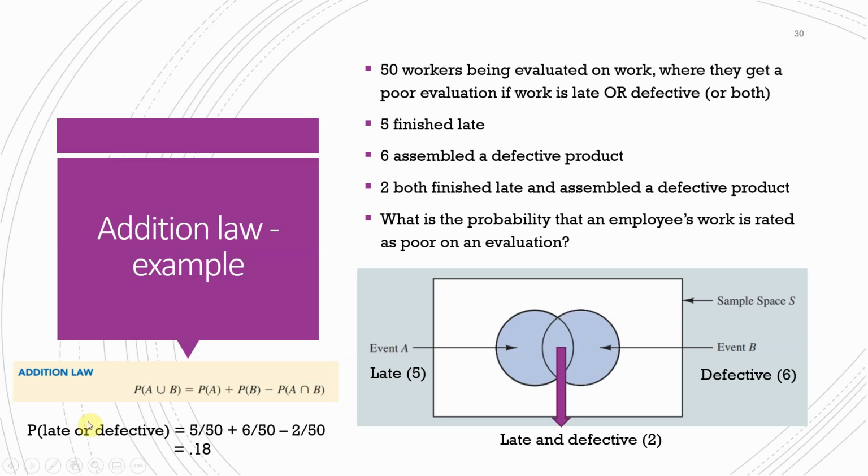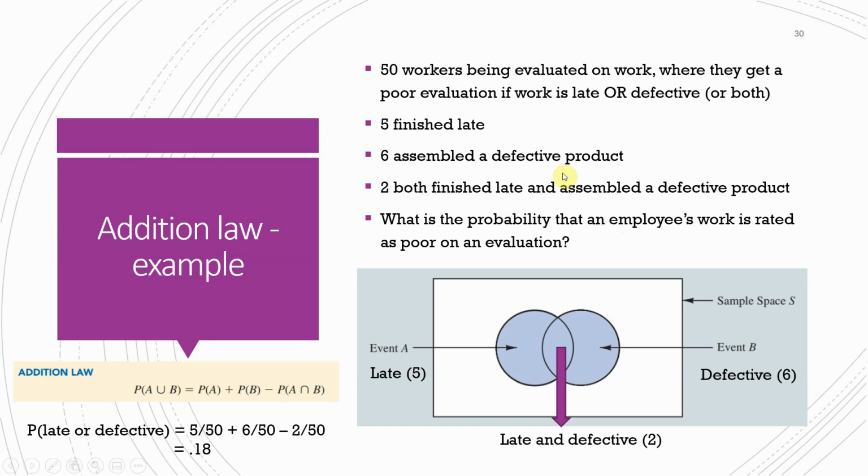So we know we're going to be working with the addition law, this equation. These events are not mutually exclusive, so we're using this equation. Here's the data. 5 people out of 50 finished late. 6 made a defective product, and there were 2 people who were both late and had a defective product. What is the probability? That's ultimately what we're interested in, calculating probabilities. So what's the probability that an employee's work is rated as poor on an evaluation?